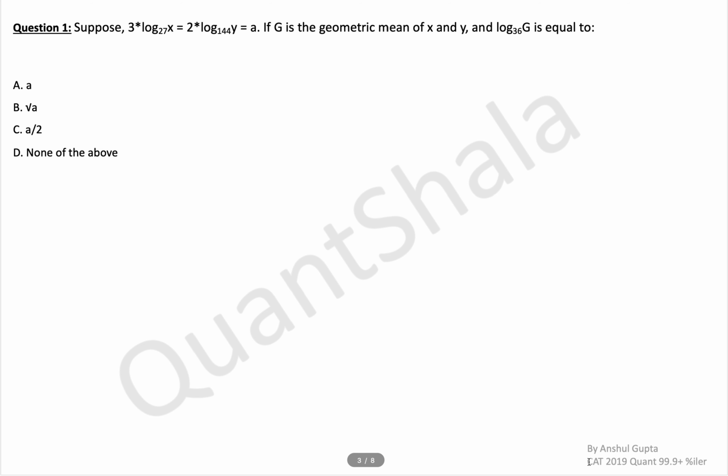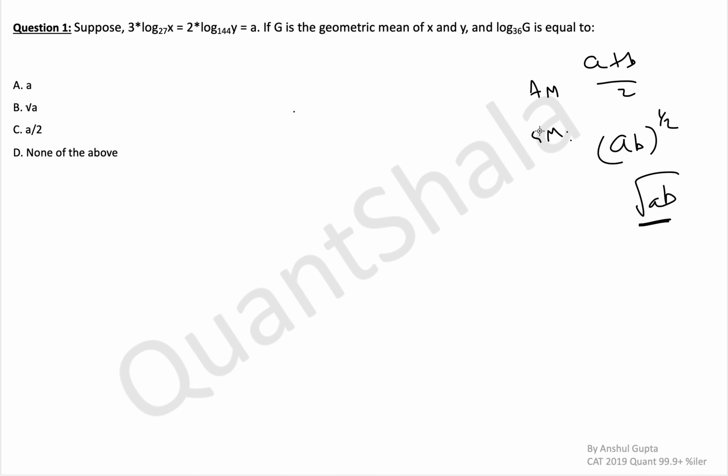So our question one was this. 3 into log 27x is equal to this is equal to a. So all of these are equal. And then if g is the geometric mean of x and y, what is this equal to? First of all, we need to know what is geometric mean. Arithmetic mean for a and b is (a plus b) by 2, and geometric mean is (a into b) raised to power half, or you can call it root of a into b. So this is what geometric mean is.